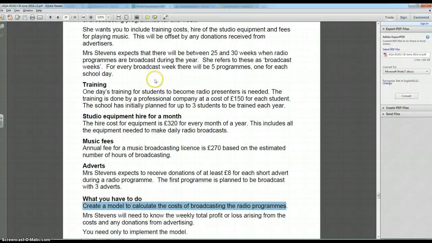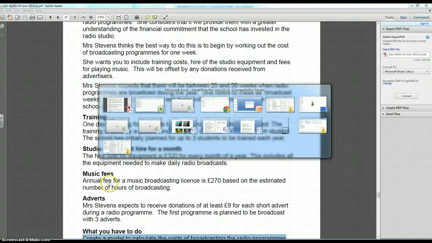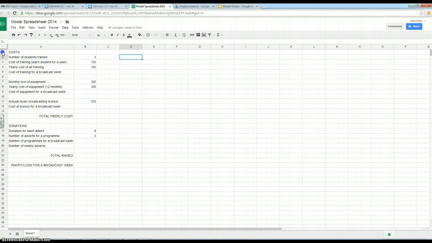There is something up here that says Mr. Stevens expects there will be between 25 and 30 weeks when radio programmes are broadcast during the year. She refers to these as broadcast weeks. For every broadcast week there will be 5 programmes, 1 for each school day. So I need to include something in my spreadsheet to make reference to that.